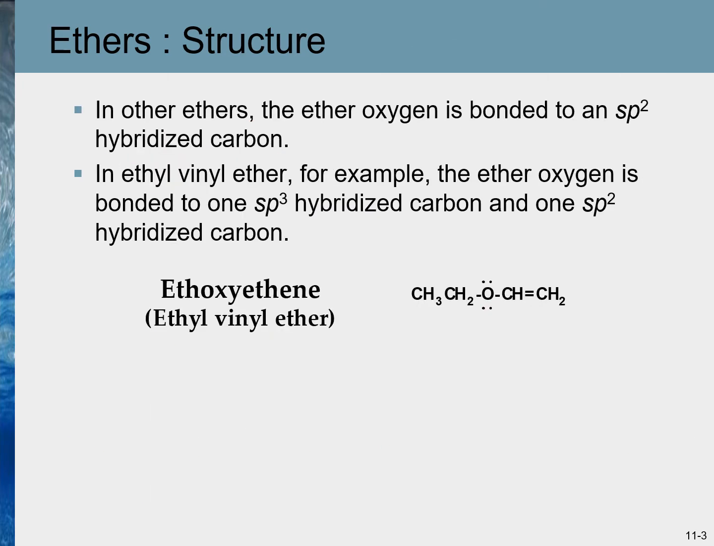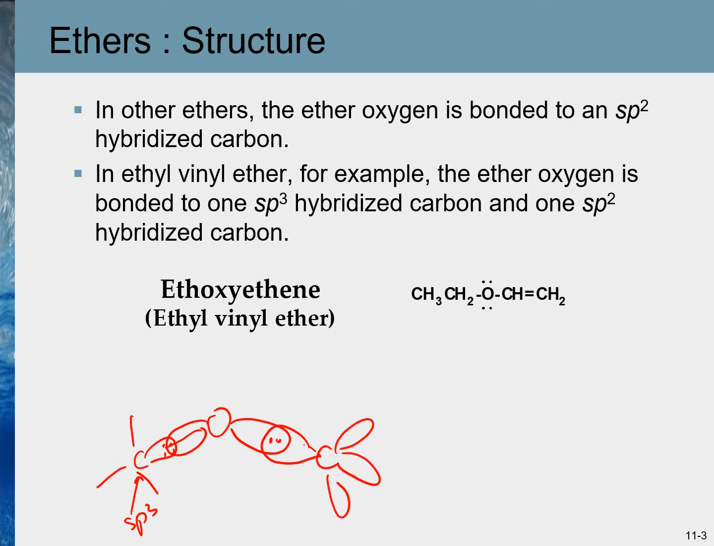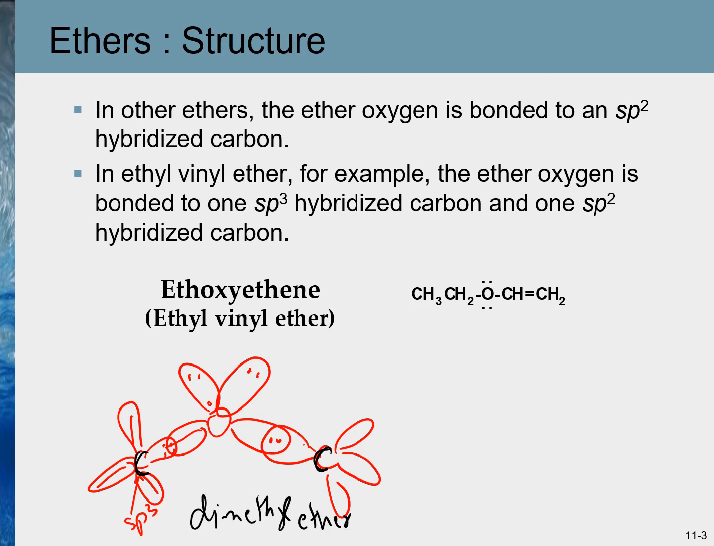As we saw in previous slide, that in dimethyl ether, oxygen atom was bonded to carbon, and this carbon was also sp3 hybridized, and oxygen was also sp3 hybridized. So this was the case in dimethyl ether, as we saw in previous slide. However, in some other ethers, the oxygen can be bonded to an sp2 hybridized carbon also. For example, in case of ethyl vinyl ether.